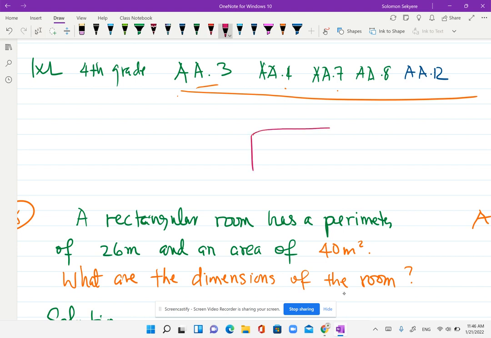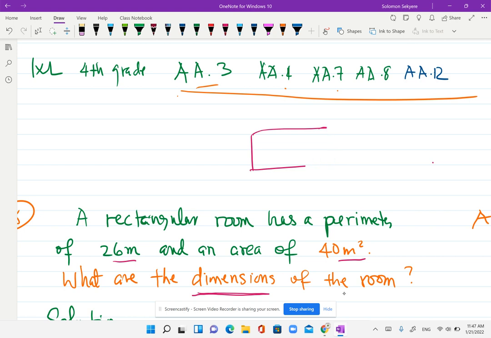Okay, when you have the sides of any geometric figure, like the length or the width, we call them the dimensions. So if you are asked to find the dimensions of a rectangle, that means find the length and the width. Okay, so here's a question. We're told a rectangular room has a perimeter of 26 meters and an area of 40 meters square. What are the dimensions? What does that mean? Dimensions means you are asked to find the length and the width.